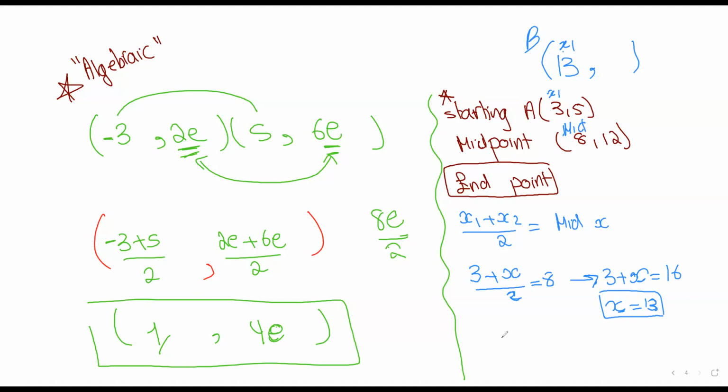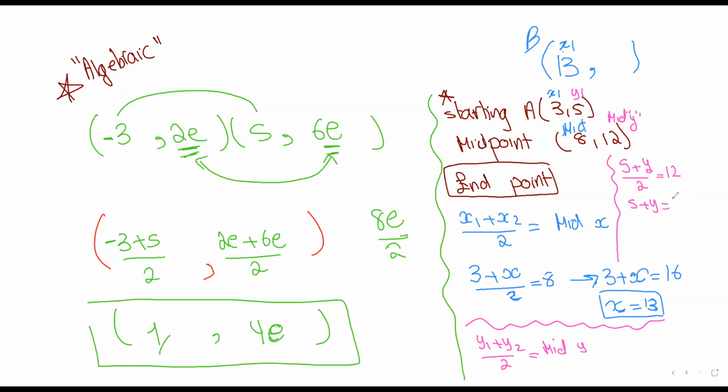What applies on the x coordinate applies on the y. So I have y1, I have the mid y, and I need y2. So applying the rule, y1 plus y2 over 2 will give the mid y. So y1 is 5 plus y2, the missing value, over 2 gives 12. Solve as an equation. 5 plus y, move the 2 by multiplication is 24. So y is equal to 24 minus 5, which is 19.